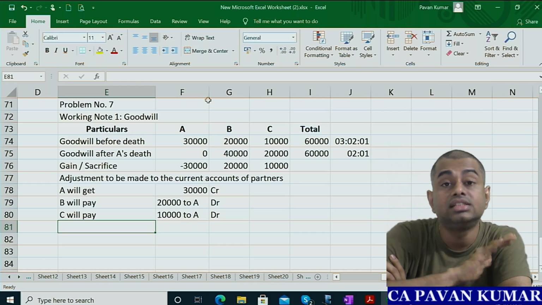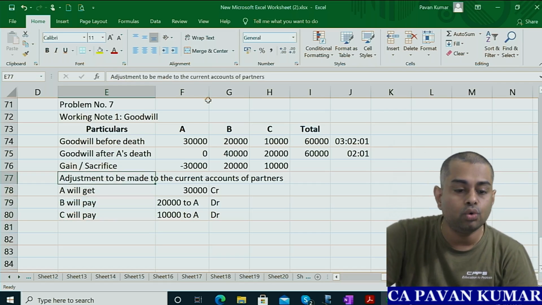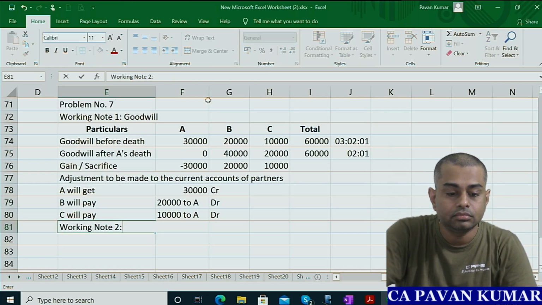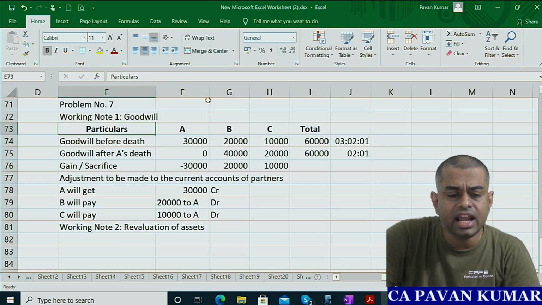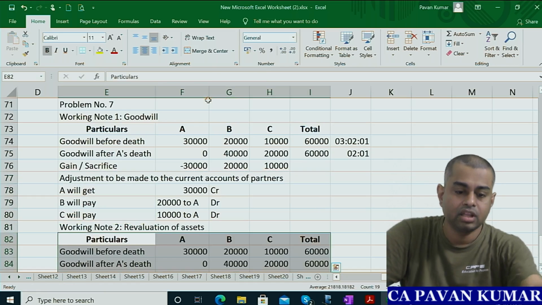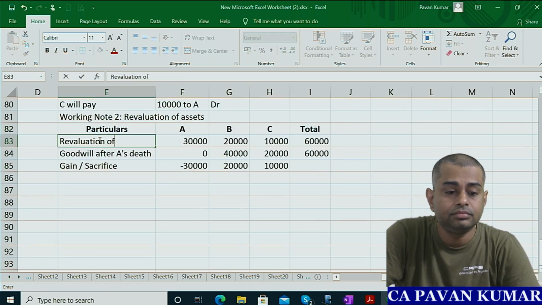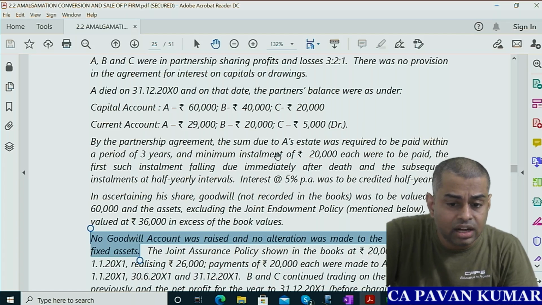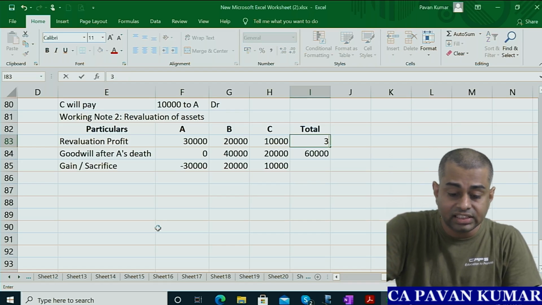You understand this? The same thing is to be done for revaluation of assets also. So next, working note 2. Revaluation of assets. Same thing. Particulars A, B, C, revaluation profit. They said revaluation profit is 36,000. They said goodwill is 60,000. Yeah, revaluation 36,000.